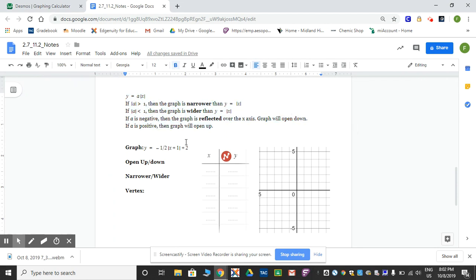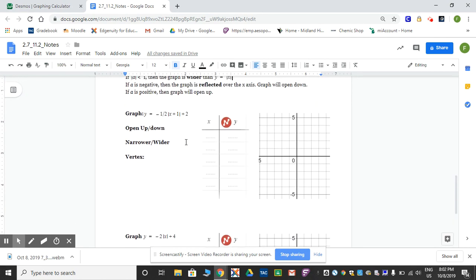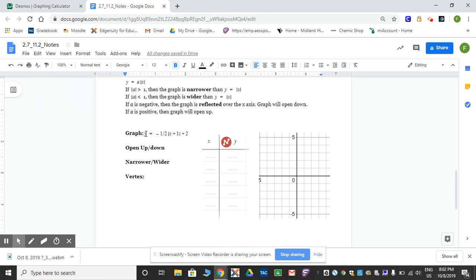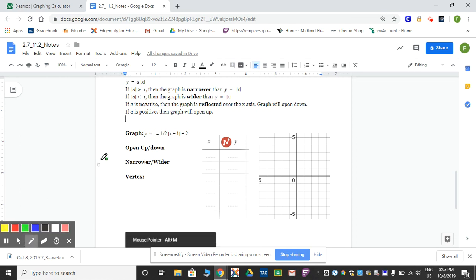So these next couple examples, I'll kind of get you started on them. So if I'm graphing y equals -1/2 times the absolute value of x plus 1, plus 2, do I know if that graph's going to open up or down? Is it going to be narrower or wider than my parent function? And can I find my vertex? Well, I should be able to do all 3 of these things just by looking at my function. So is it opening up or down? Well, my a value here looks like it's -1/2. So with a -1/2, it's going to be opening down, all right?